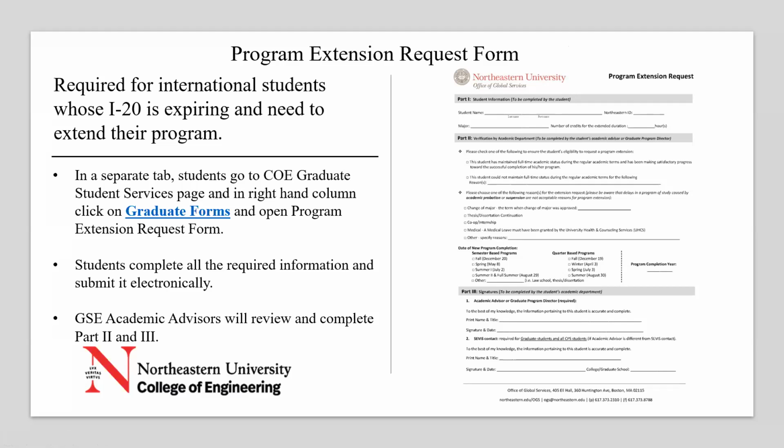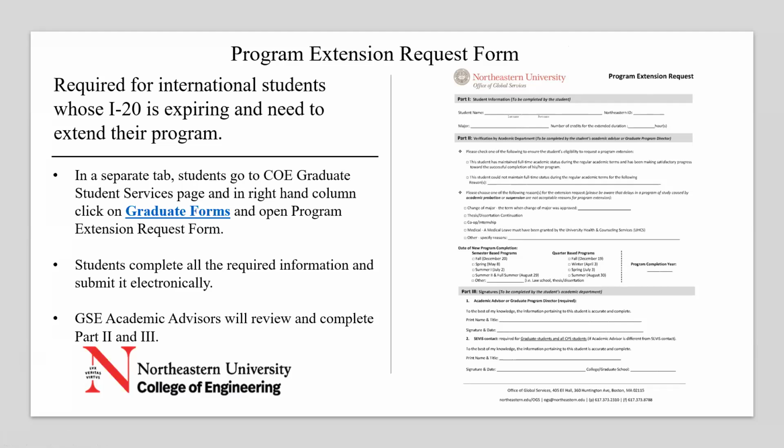Once you put down the information in DocuSign, it will lead you again to the page of the form. And this is what the form looks like. So students, you will need to complete all the required information and again, submit it electronically. OGS states that students need to apply at least 30 days prior to your I-20 expiration date.